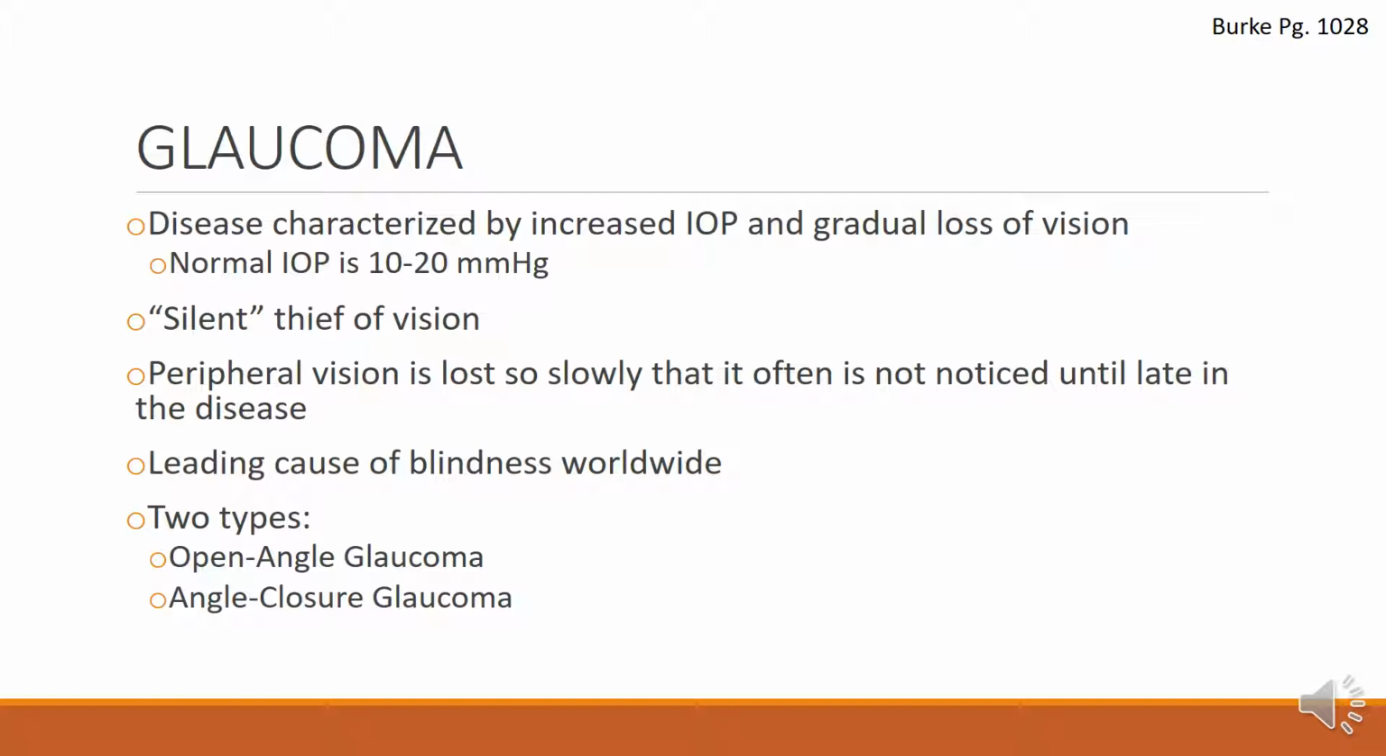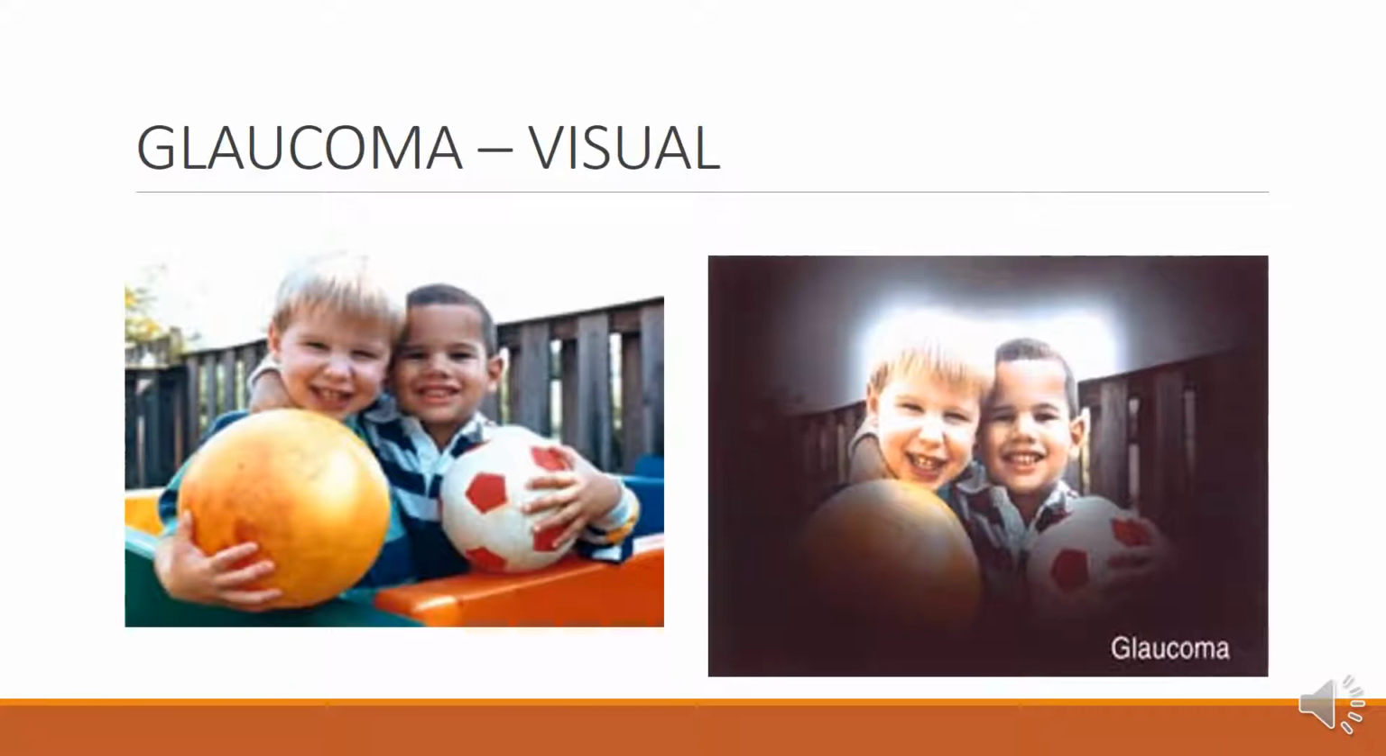There are two types, and we'll discuss both of them. There's open angle glaucoma and angle closure glaucoma. What I want you to take from this is that angle closure glaucoma is more likely to be an emergent situation, whereas open angle glaucoma is what leads to the loss in vision. Going back to the picture, you can see in the glaucoma picture that their peripheral vision is what's being affected.